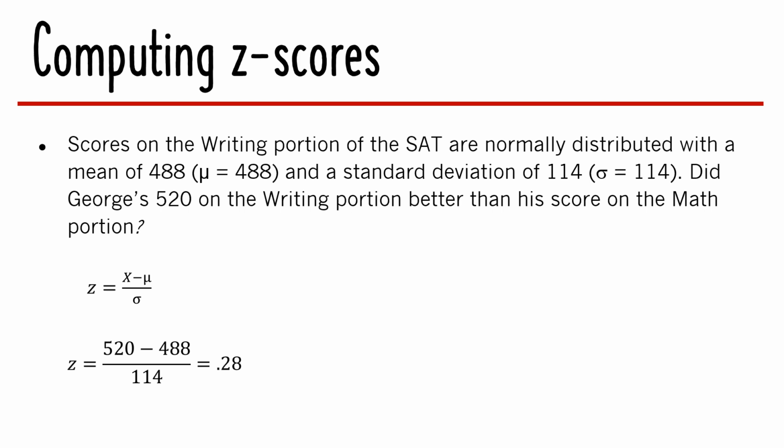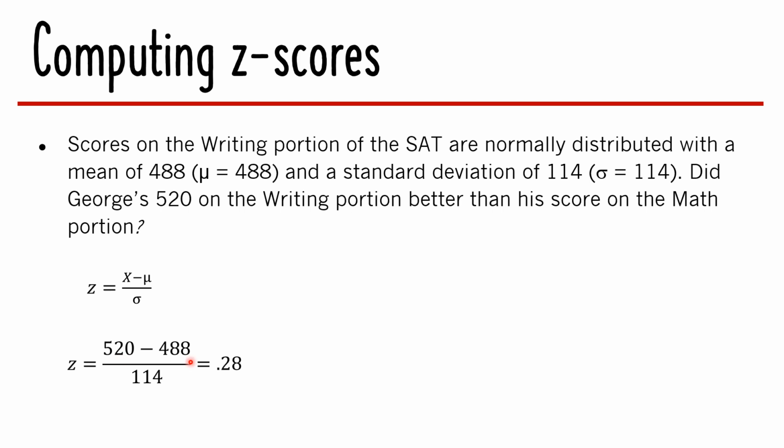For this next part, we're going to look at a student's score on the writing portion of the SAT. The writing and math portions have different means and standard deviations, and so we're going to compute a different z-score for the writing portion. Here our student, George, has a score of 520. The mean is 488. So he has a positive z-score because our numerator is positive. He did better than average.